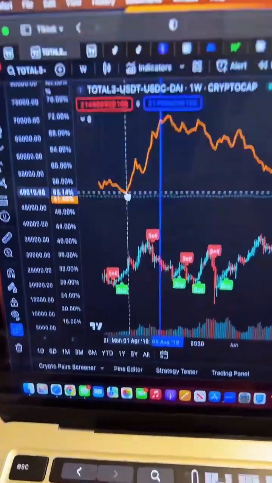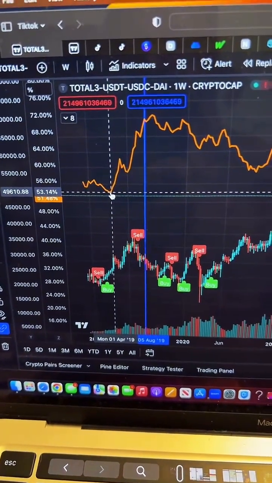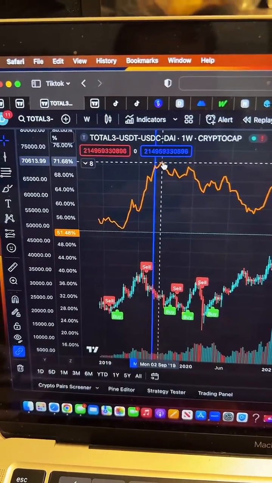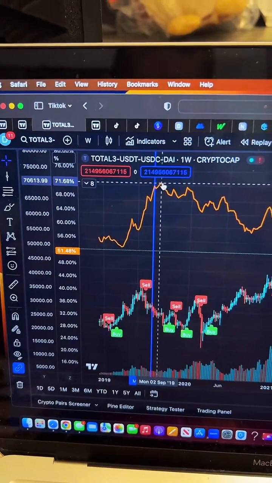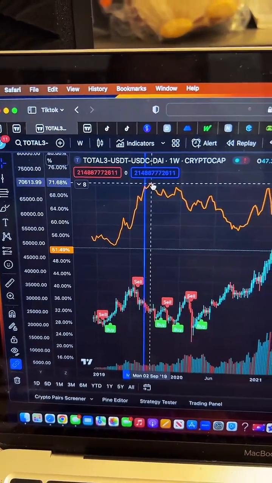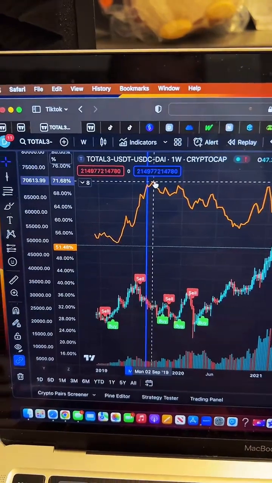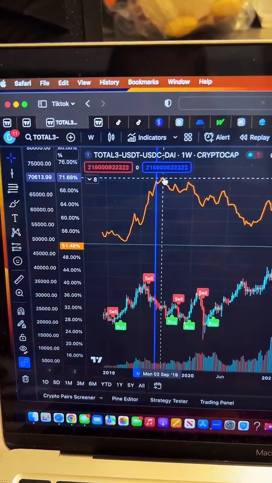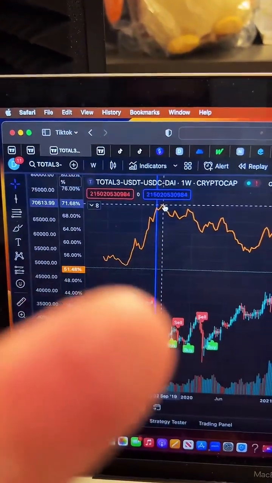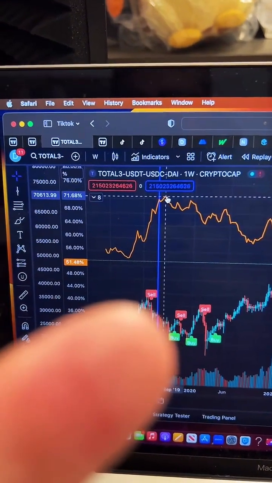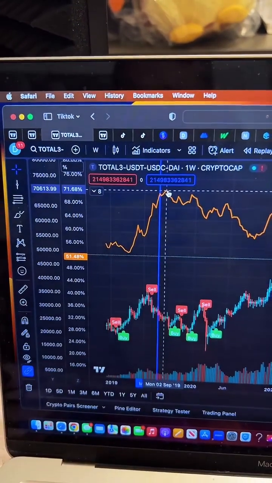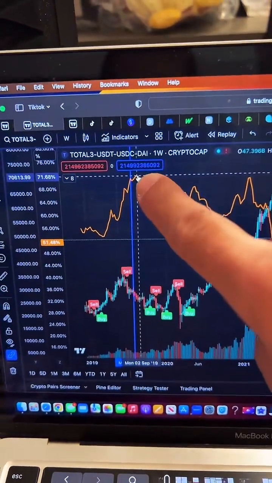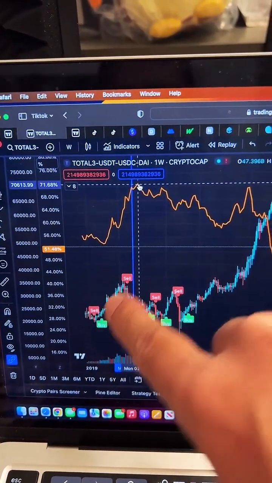So Bitcoin dominance was down in April 2019 to about 53%. And then it went from 53% to basically 72%. That's about a 40% gain. It's not 72 minus 53, it's the 19 point increase divided by 53, which gives us about 40%. So it went all the way up here, but you can see in that time frame when dominance was going up, the altcoin market cap was also going up.